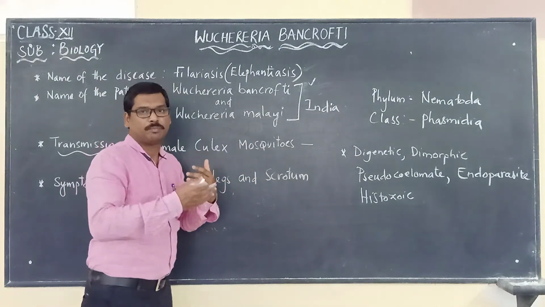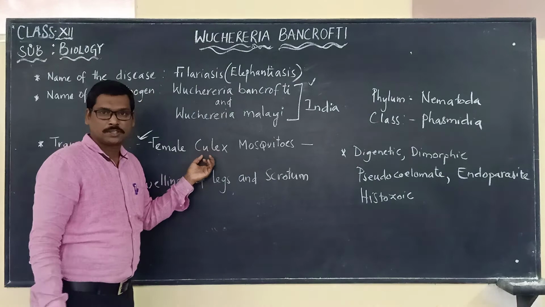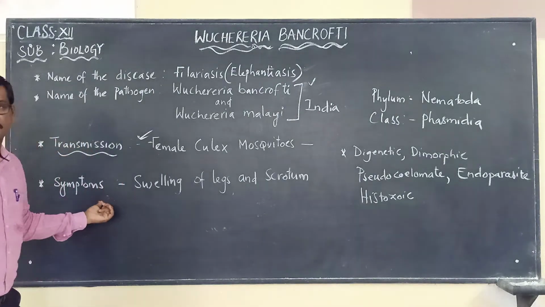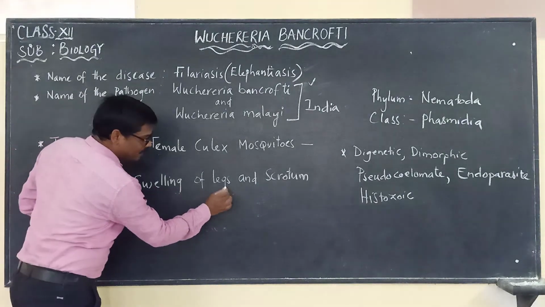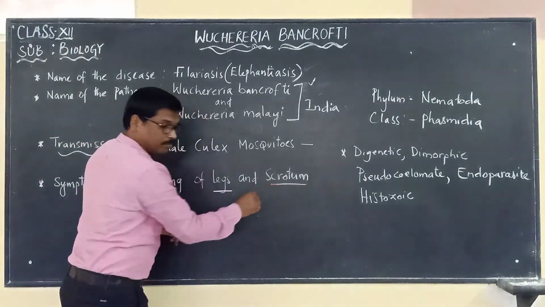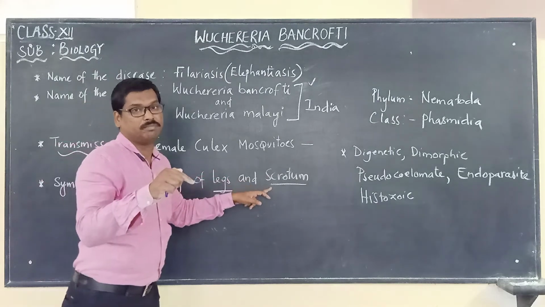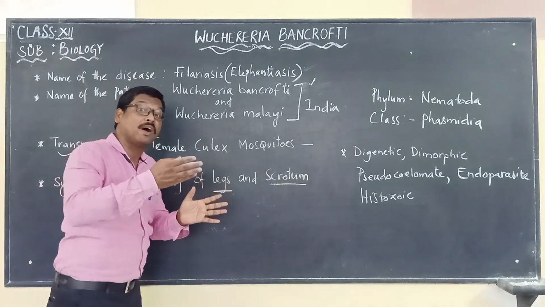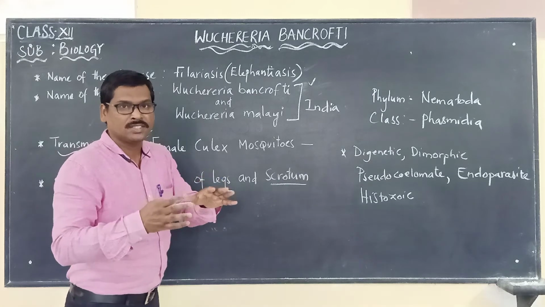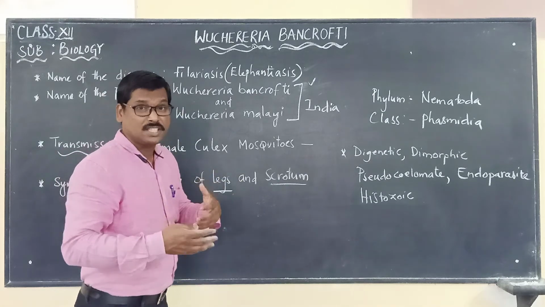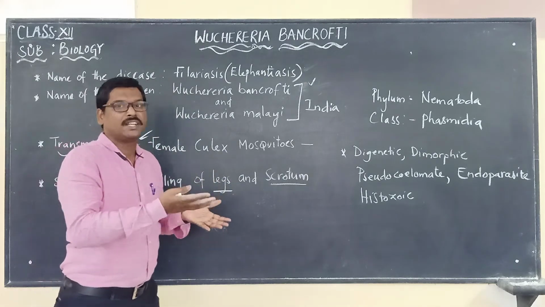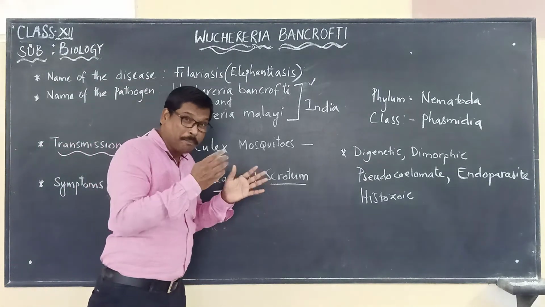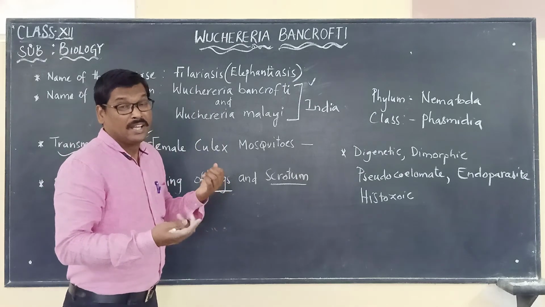And this disease spreads from one person to another by female Culex mosquitoes, which were discovered by Sir Patrick Manson. And the last one, what are the symptoms of this disease? As we already said, there will be swelling of legs and scrotum. In males, the scrotum along with the legs will swell. Please remember, manifestation of this disease is seen in the later part of life, not immediately, but the infection may be caused during childhood. It may take a few years to show the symptoms of swelling of legs and scrotum, and thereby they are temporarily or permanently disabled.